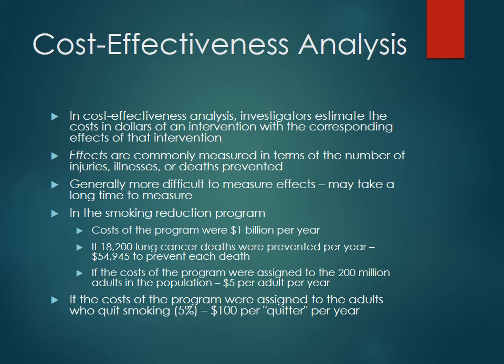So in the smoking reduction program, let's say, for instance, that the cost of the program was $1 billion per year, reducing smoking from 25 to 20%. If 18,200 lung cancer deaths were prevented per year, remember how we calculate that out, basically it ended up costing roughly $55,000 to prevent each death. If the cost of the program were assigned to the 200 million adults in the population, that's roughly about $5 per adult per year.